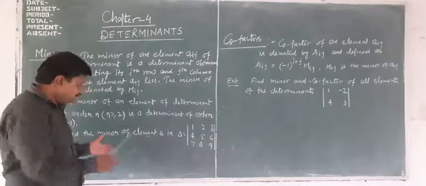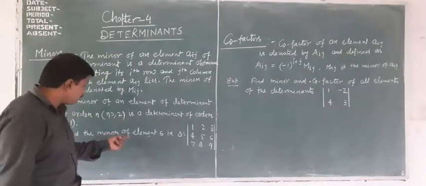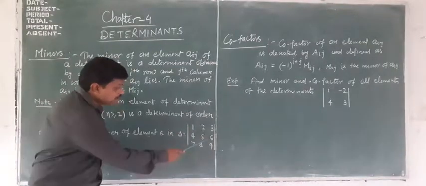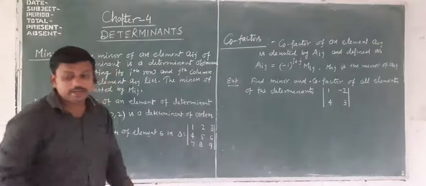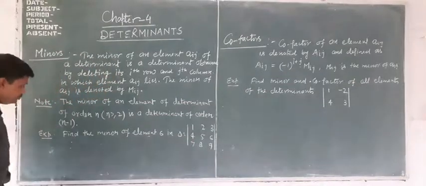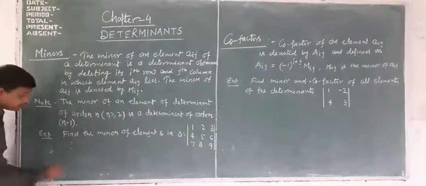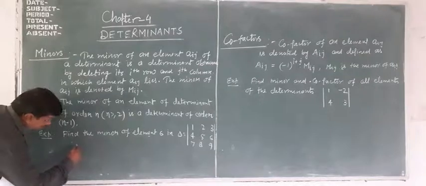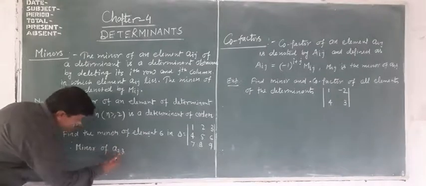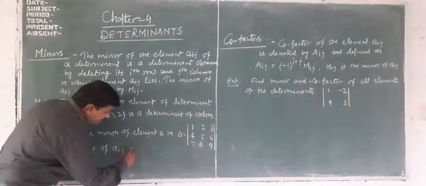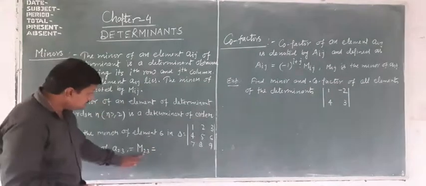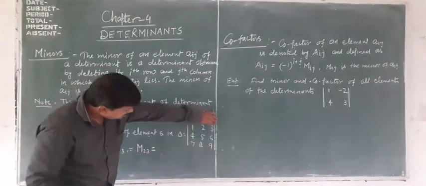We can take one example: find the minor of the element 6 in this determinant. Where is the 6? The 6 lies in the second row, third column. So the minor of A23, second row, third column, denoted by M23, is obtained by deleting the second row and third column.